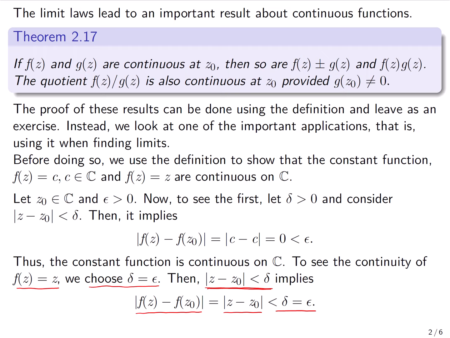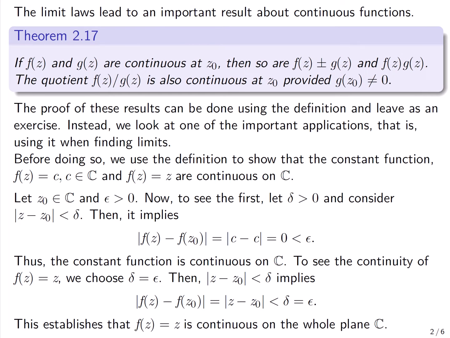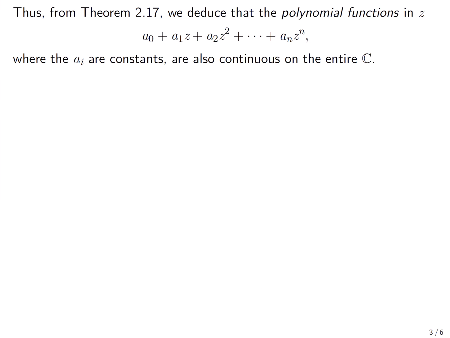Those two cases behave very differently. For the first one, you pick any positive delta. For the second one, we pick delta equal to epsilon, and it works. So this established that f(z) equals z is a continuous function on the whole plane C. Now let's look at a few other cases.